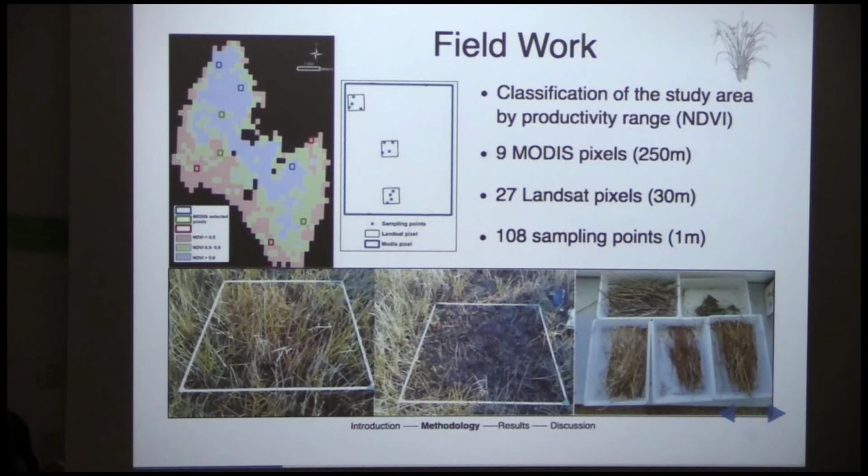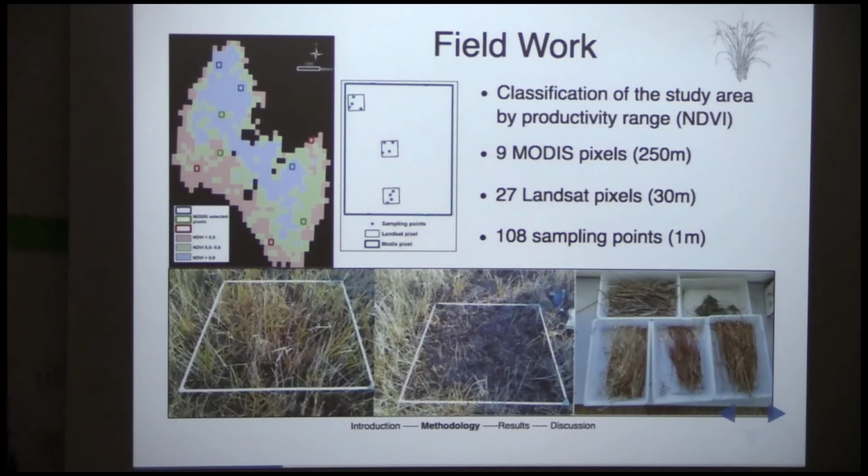I will explain a bit the fieldwork design. First, what we did was to classify the study area in 3 different categories: high values of NDVI, medium values of NDVI, and low values of NDVI. We did this step because we wanted to have all the range of productivity that we could find in the marsh. This classification has been done with all the historical NDVI values. In each one of these categories, we selected randomly 3 MODIS pixels. This makes 9 MODIS pixels.